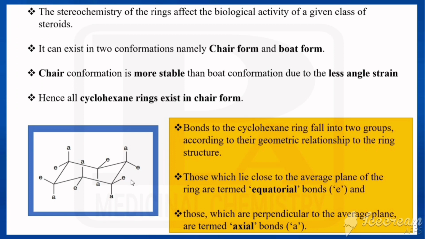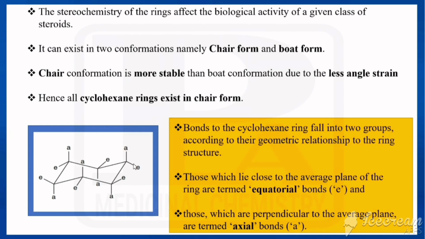The stereochemistry of the ring affects the biological activity of a given class of steroids. There may be two conformations. They are chair form and another one is the boat form. While comparing these two, chair form would be the more stable one than the boat form because of the less angle strain. So in the structure of steroid, we have three cyclohexane rings and the last one is a cyclopentane ring. That cyclohexane rings, they are existing in chair form.